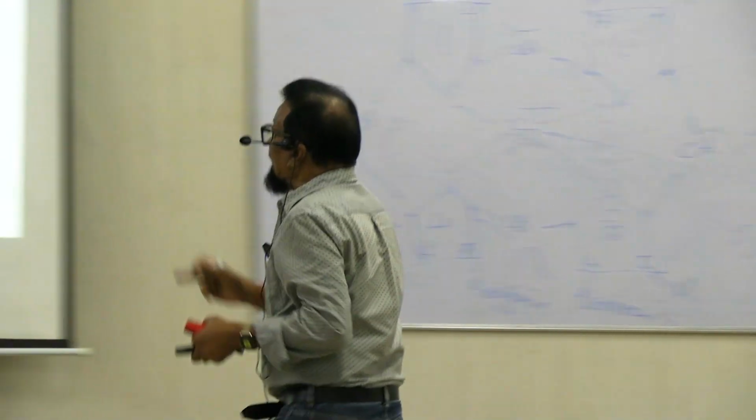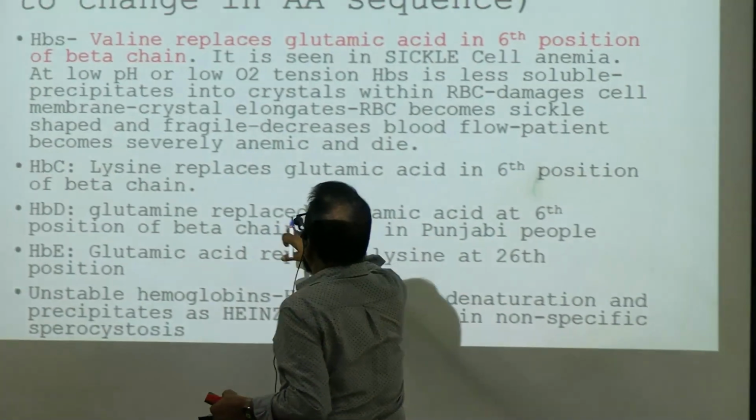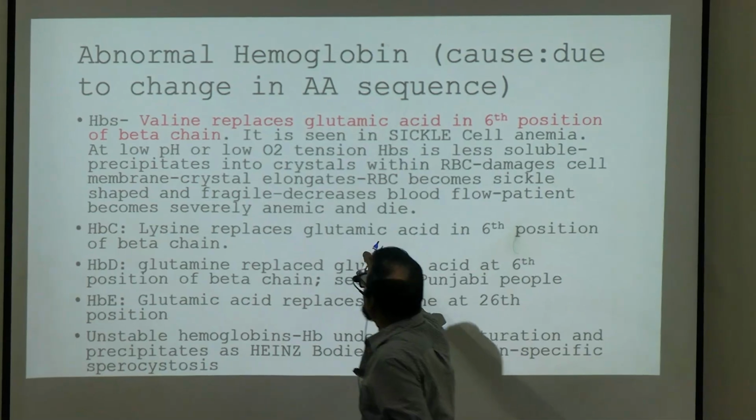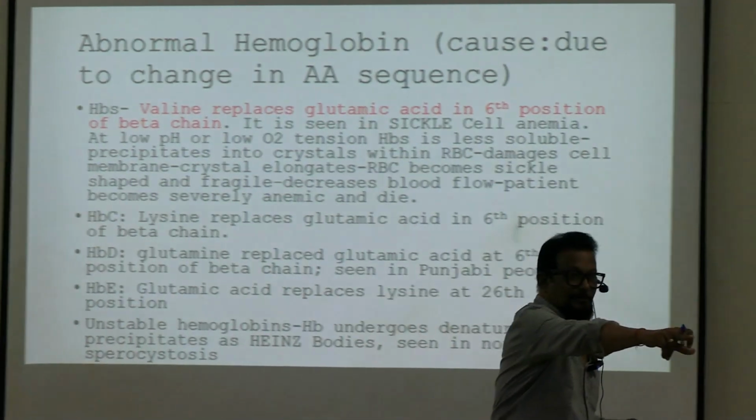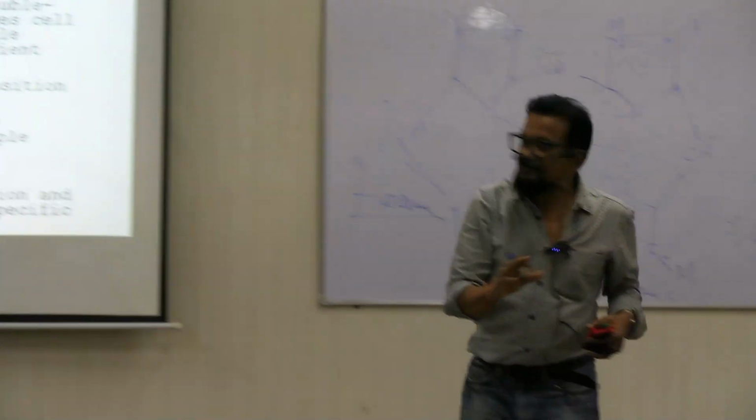Okay. There is hemoglobin C. Here, lysine replaces glutamic acid at the sixth position. In sickle cell valine replaces it; here lysine replaces glutamic acid at the sixth position. Okay, only this is the difference.